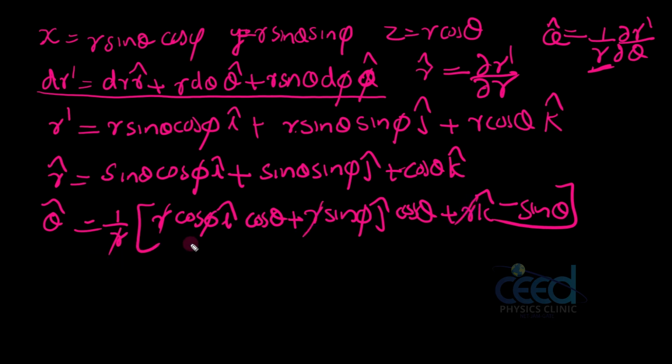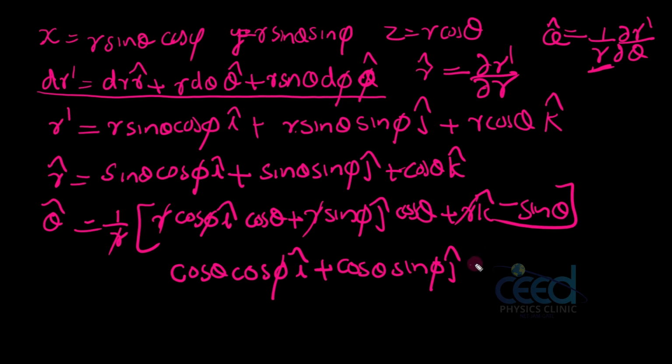So this θ̂ I can write as cos θ cos φ î plus cos θ sin φ ĵ minus sin θ k̂. So this is all about this θ̂.